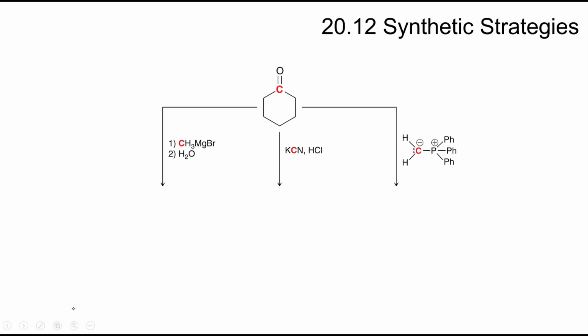If we look at what we can do with carbonyls now, if you have cyanide plus HCl, there's an OH here, and the nitrile. With the Wittig, we're going to form a new carbon bond. And with the Grignard, which we've seen before, we're just going to add a carbon.